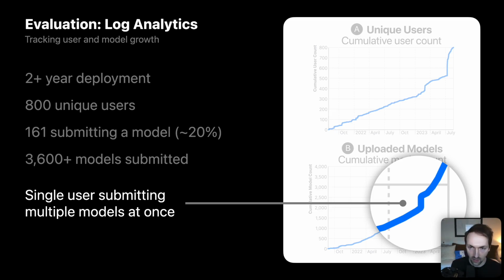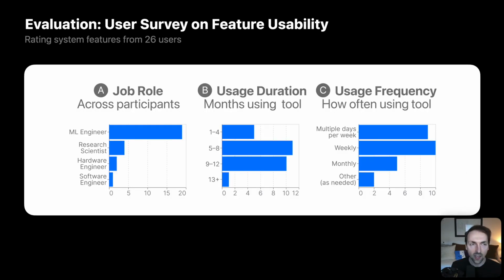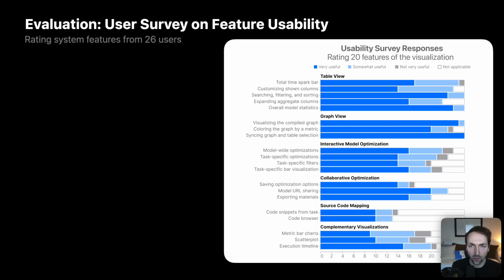In our second evaluation, we ran a user survey on the feature usability of our tool. Here we had 26 participants, mostly machine learning engineers, who've been using Talaria for about a year, either weekly or multiple days per week. The full results are in the paper, but the 26 users rated 20 different features of Talaria. We have them grouped in this chart.